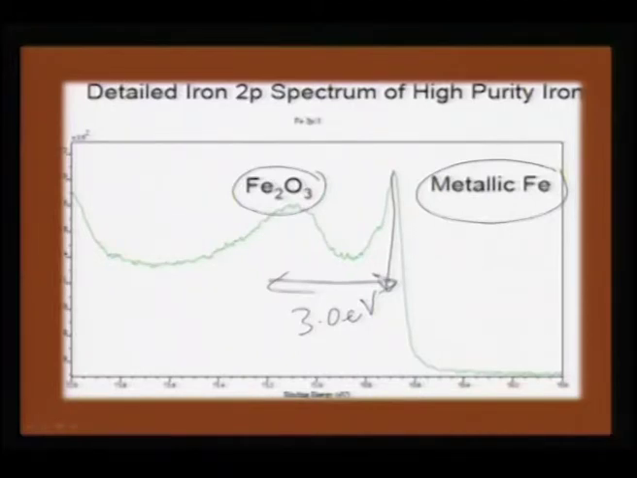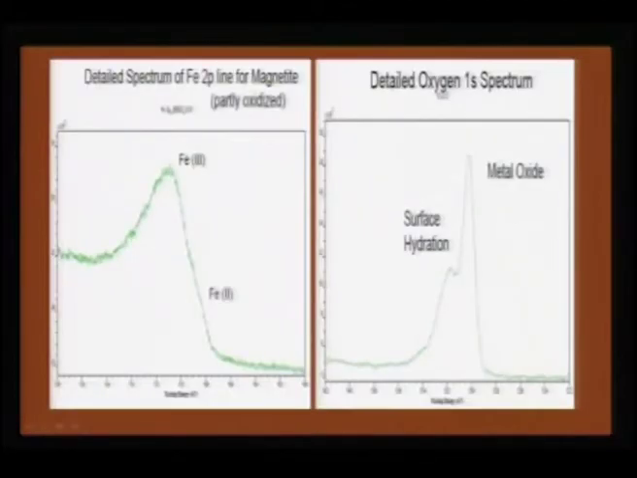And similarly, let us take the case of a partially oxidized magnetite. If you map the Fe 2p line spectrum of this magnetite, you would find, apart from the Fe3+ peak which is visible here very clearly, you also see a small inflection, and there is an asymmetry in the XPS peak.